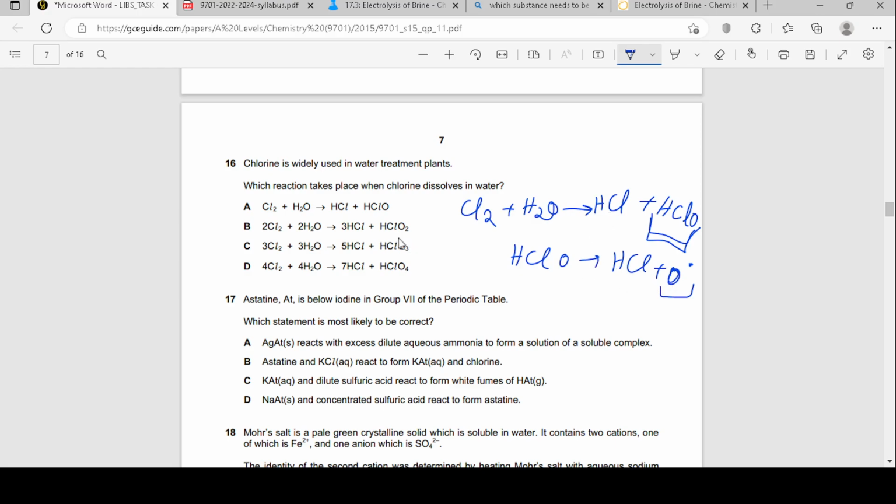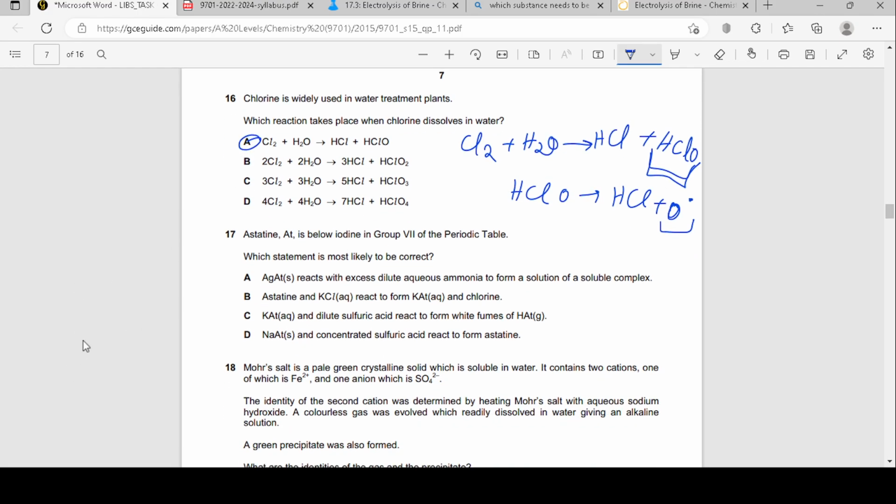They kill the bacteria and stuff. Okay, so what reaction is this? That's just option A, right? That's your answer. Next question.